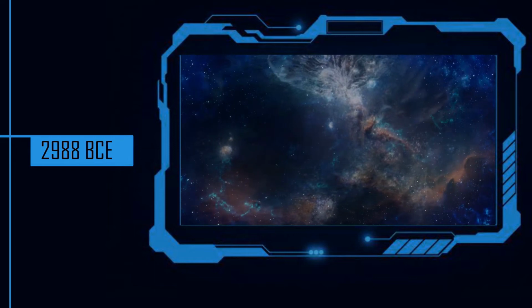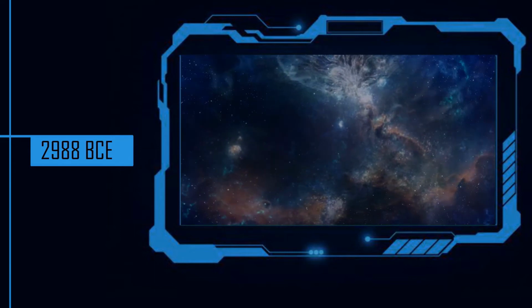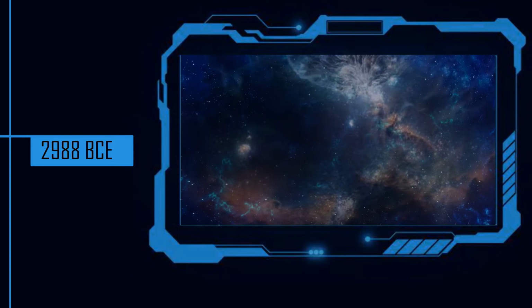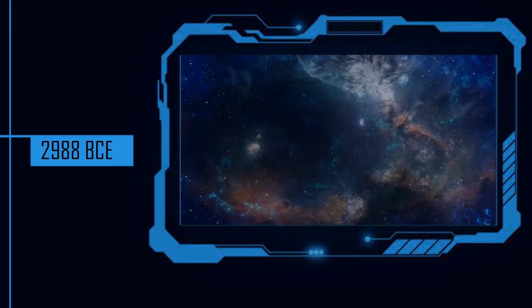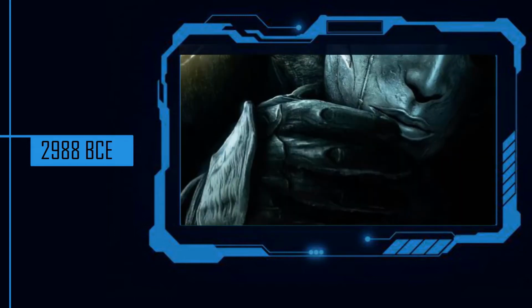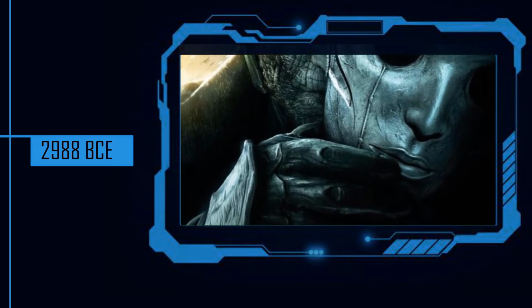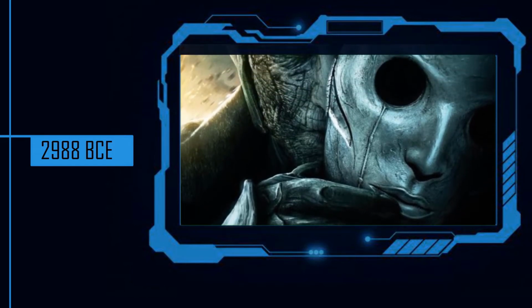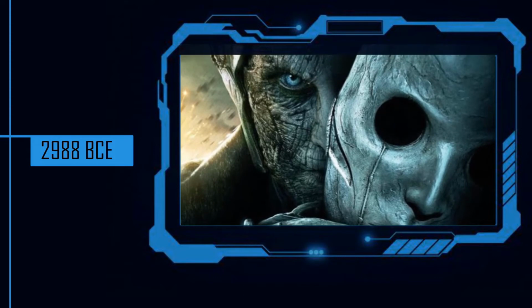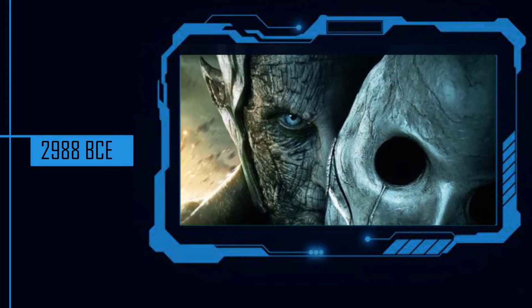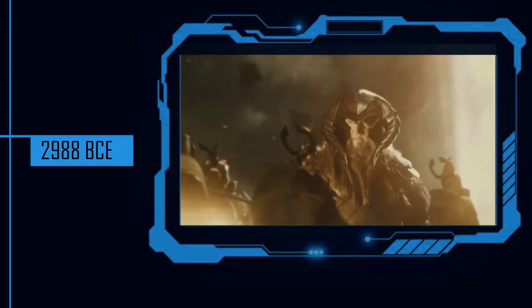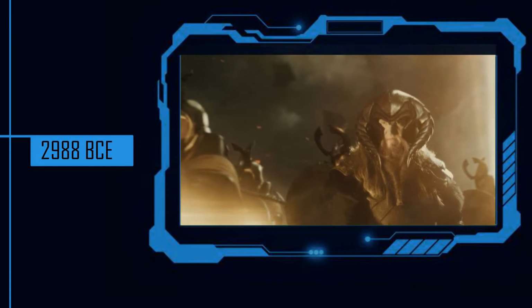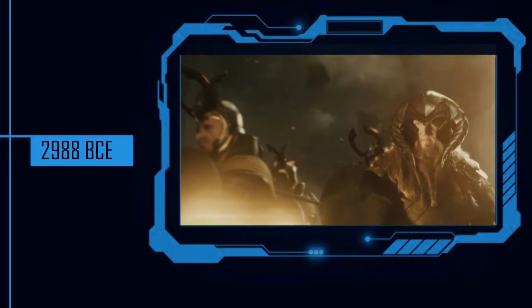2988 BCE, convergence, or the alignment of the 9 realms of Yggdrasil, occurs. This happens once every 5,000 years. First Battle of Svartalfheim. Malekith leads the Dark Elves in an attempt to destroy the 9 realms using Aether, the Reality Stone. The Asgardian army, led by Odin's father, Bor, defeats Malekith and secures the Aether, hiding it away.